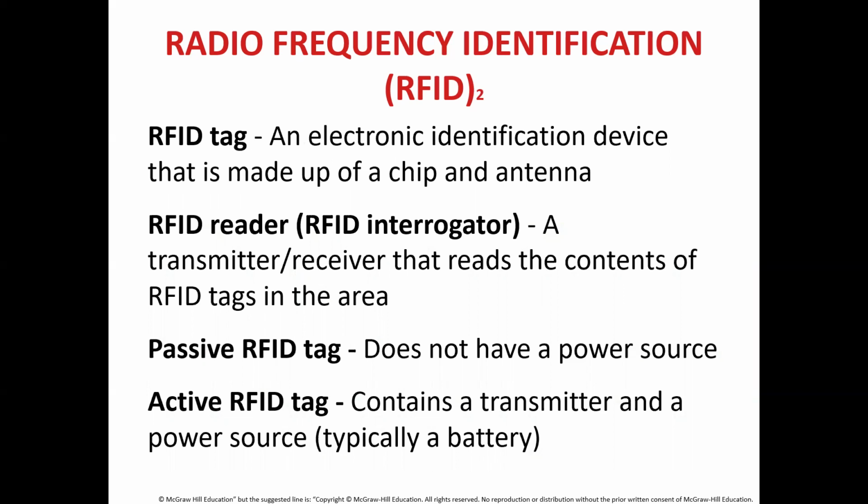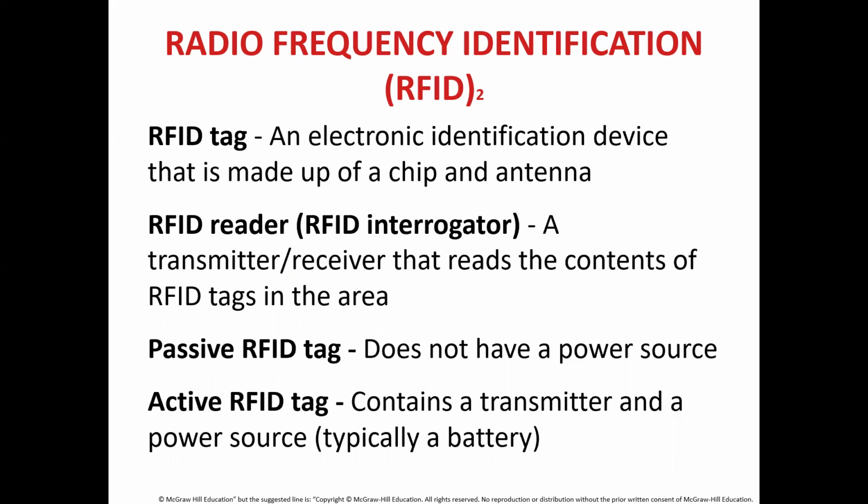As mentioned previously, RFID includes RFID tags and readers. The RFID tag is an electronic identification device that is made up of a chip and antenna. An RFID reader, or RFID interrogator, is a transmitter or receiver that reads the contents of RFID tags in the area. There are two types of RFID tags. These are passive and active tags.